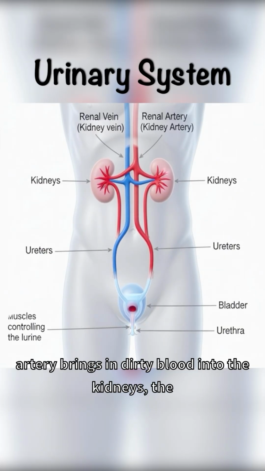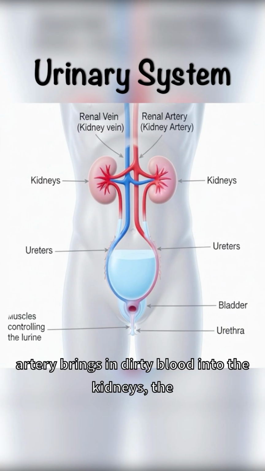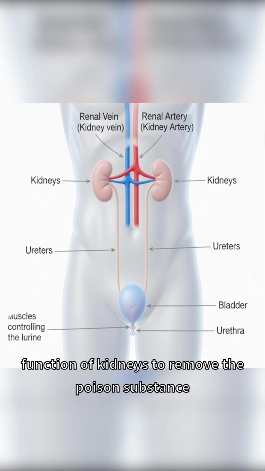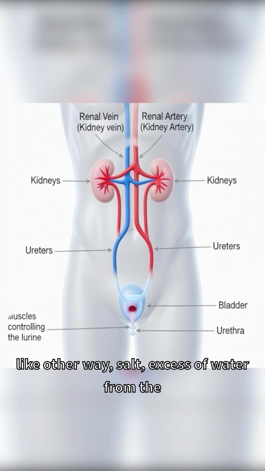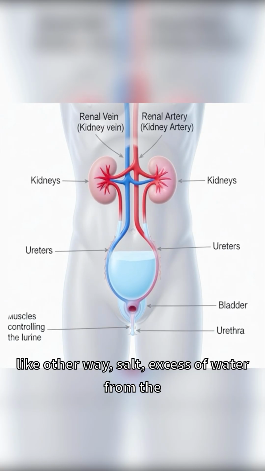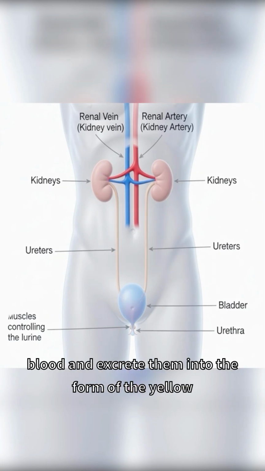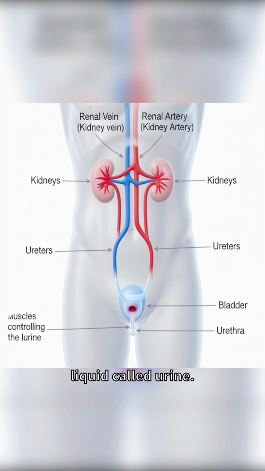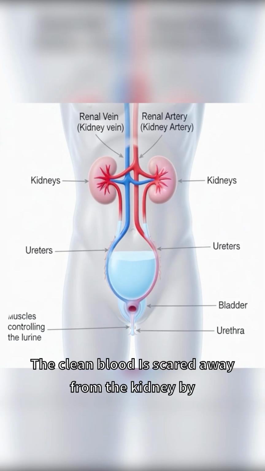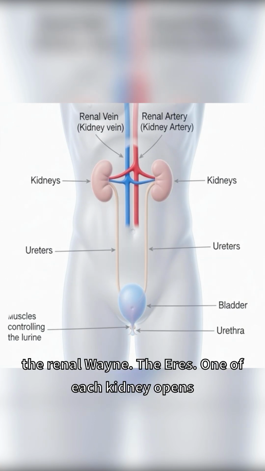The renal artery brings in dirty blood into the kidneys. The function of the kidney is to remove poisonous substances like urea, other waste, salt, and excess water from the blood and excrete them in the form of a yellowish liquid called urine. The clean blood is carried away from the kidney by the renal vein.